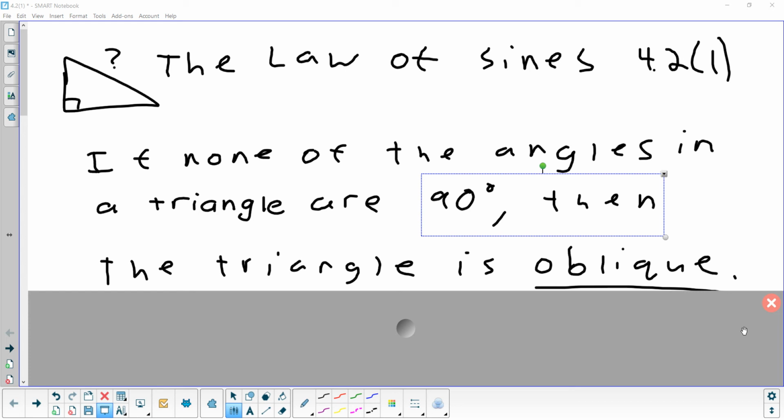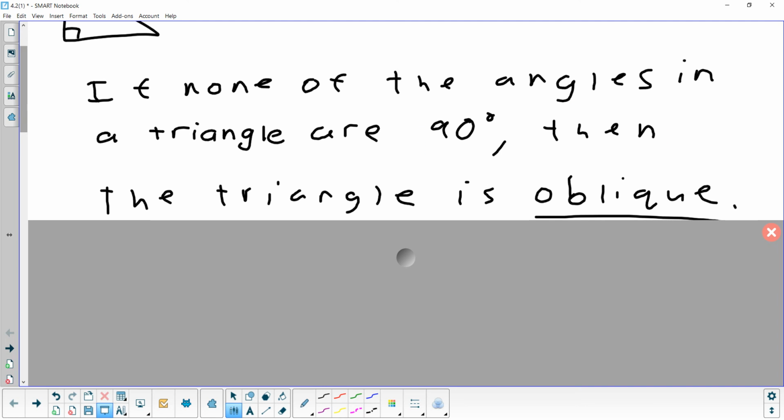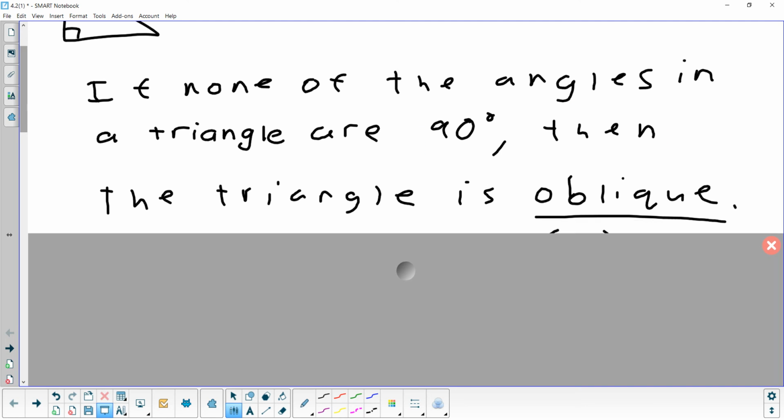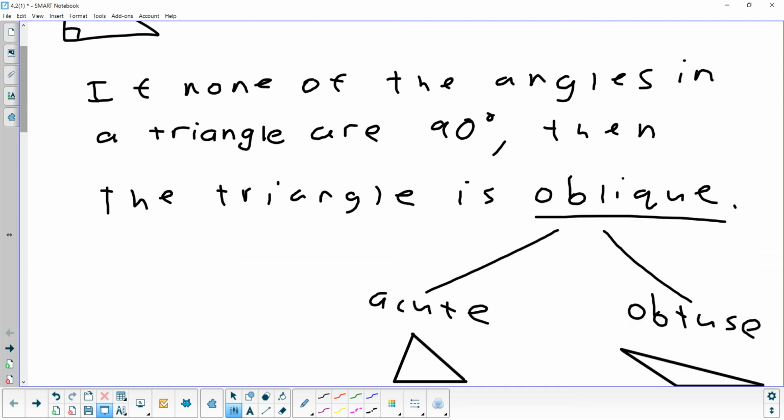We can still use the fact that all the angles add up to a certain number. That doesn't change no matter what kind of triangle you have. Anybody remember what that is? What do all the angles add up to, Jeff? 180. Good, 180. So that's still true. But when you don't have a 90-degree angle, that's called an oblique triangle.